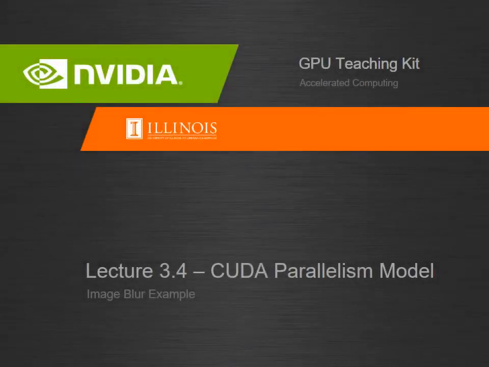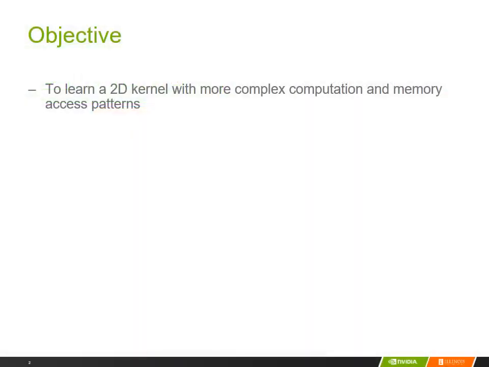Hello everyone, welcome to lecture 3.4. We're going to introduce an image blur example. The objective of this lecture is for students to learn a two-dimensional kernel with more complex computation and memory access patterns than what we have seen so far.